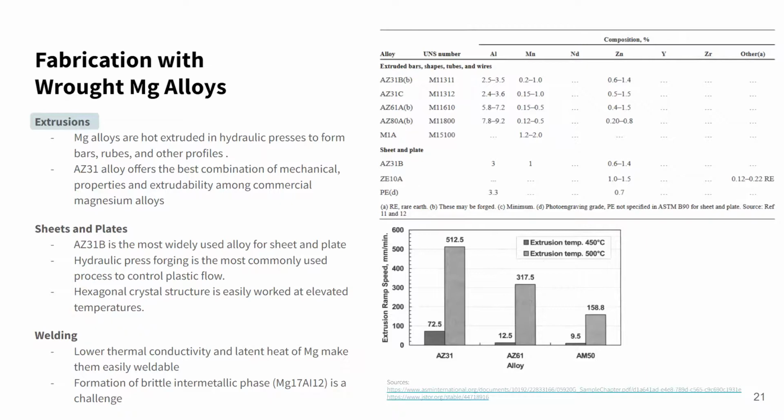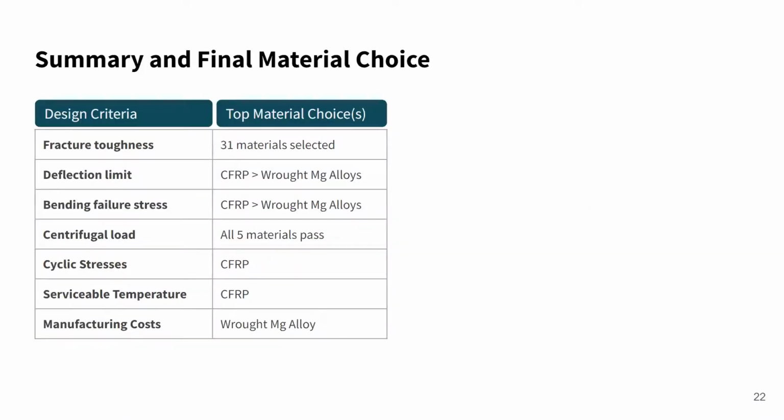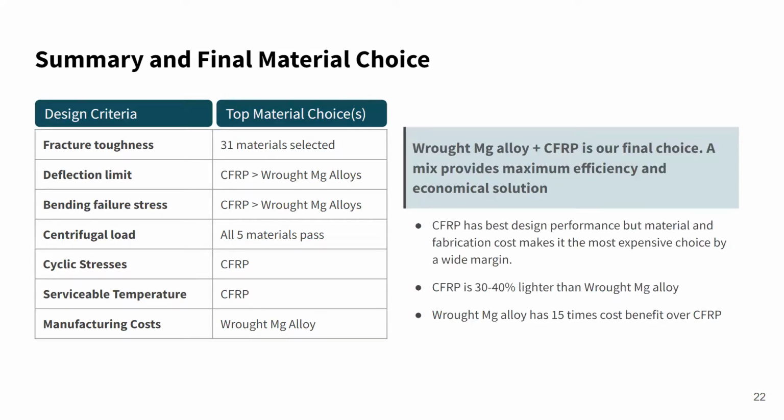If we look, in summary, at all the design criteria, we find that CFRP and wrought magnesium alloy have always been the top 2 candidates, with CFRP outperforming significantly when considering design performance. But when we see manufacturing costs, wrought magnesium alloy provides a cheap way of manufacturing a decent wind turbine blade. So in summary, what we suggest is a mixture of wrought magnesium alloy blades and CFRP blades.